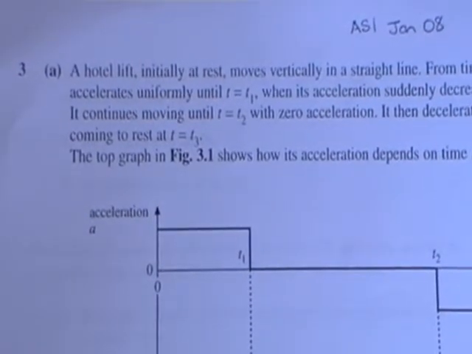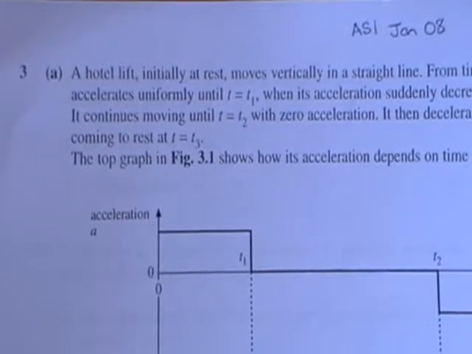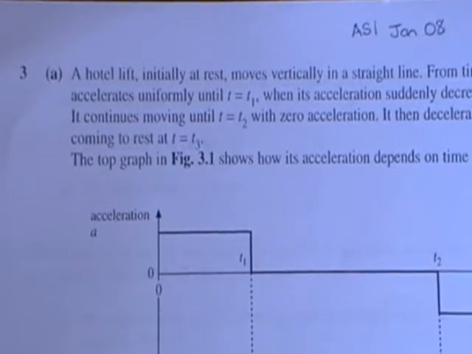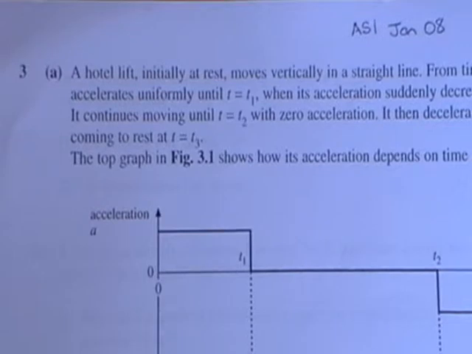A hotel lift initially at rest moves vertically in a straight line. From time t equals 0, it accelerates uniformly until t equals t1, when its acceleration suddenly decreases to 0. It continues moving until t equals t2 with 0 acceleration. It then decelerates uniformly, coming to rest at t equals t3. The top graph shows how its acceleration depends on time.